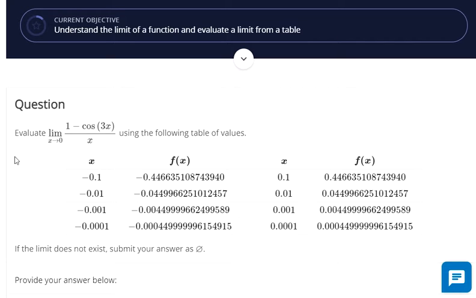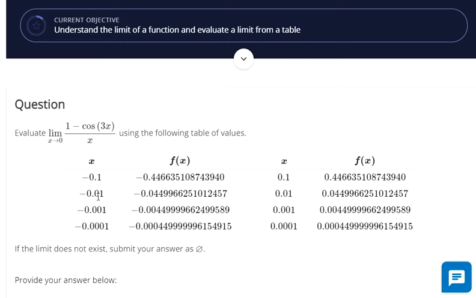We're supposed to evaluate the limit as x approaches 0 for this function here, using this table of values. So x is getting really close to 0 without actually equaling 0. That's what this table does. This is like a numerical approach to limits. At x equals negative 0.1, we're at negative 0.44, so kind of close to 0.